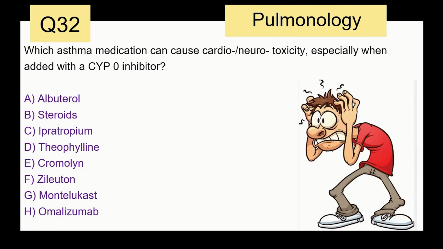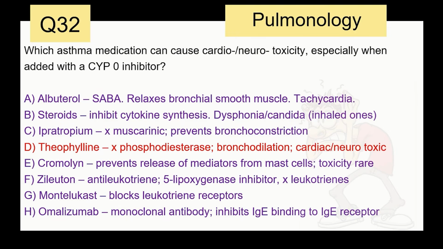Question 32. Which asthma medication causes cardioneurotoxicity? And the answer is theophylline. That's because it has a similar action to stimulants. It can cause cardioneurotoxicity. It can even cause anxiety and hallucinations. In terms of its mechanism on the lungs, it inhibits phosphodiesterase, causing bronchodilation.